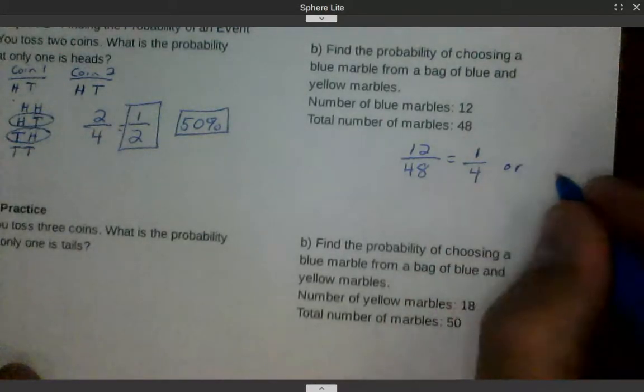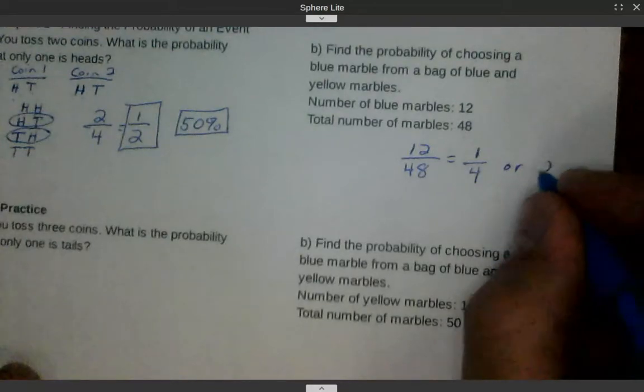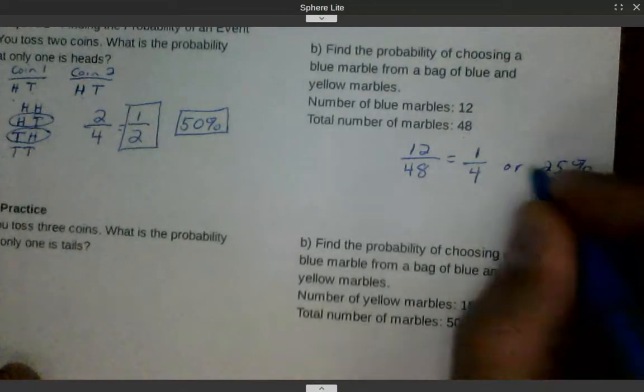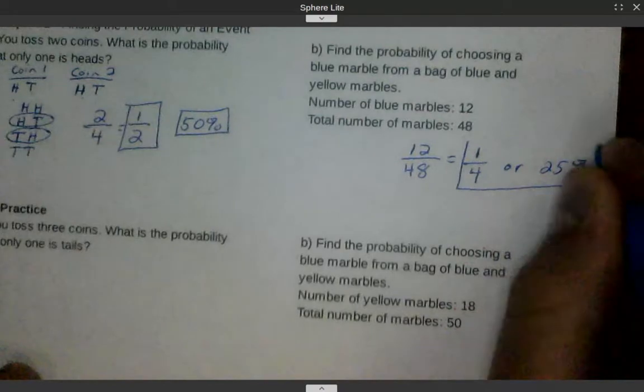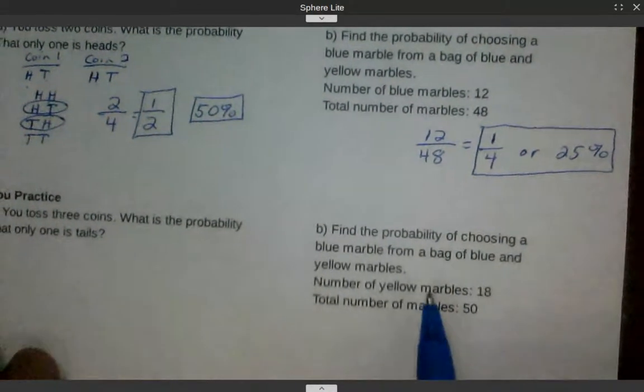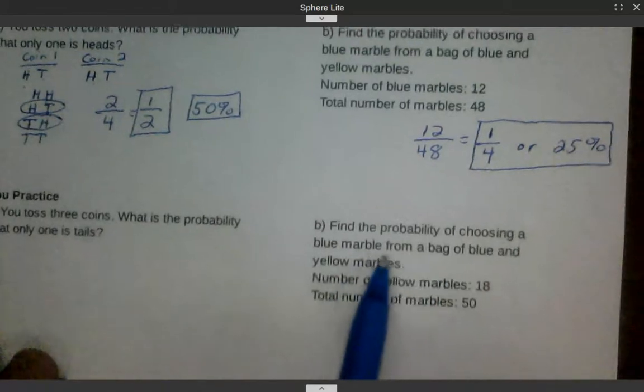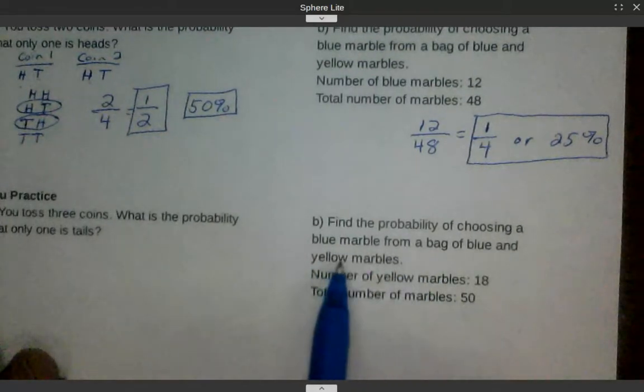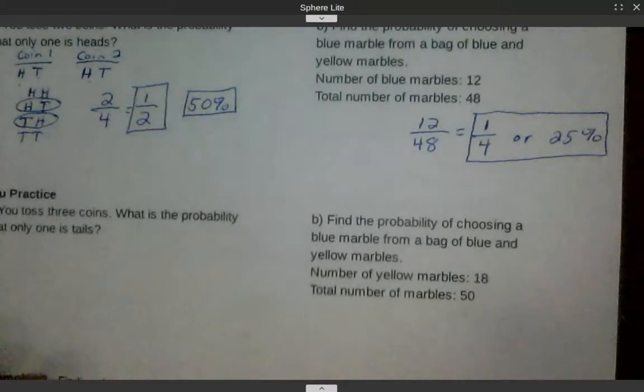We could also write it as a percent, and we could say 0.25, which is 25%. There's a 25% chance that you're going to pull out a blue marble. Now be careful on the practice, because you have to be really careful when you read this question. If you read it wrong, then you might get a wrong answer.